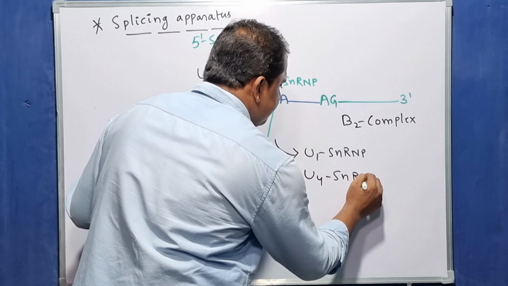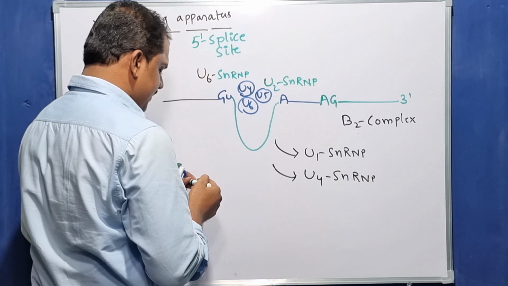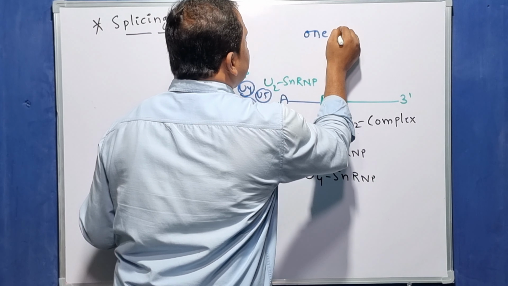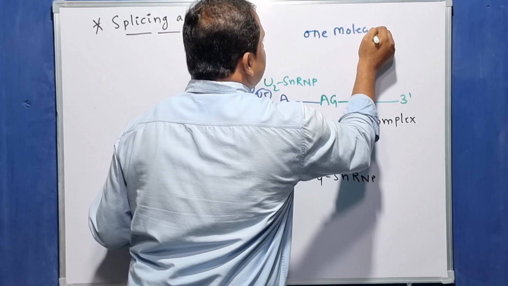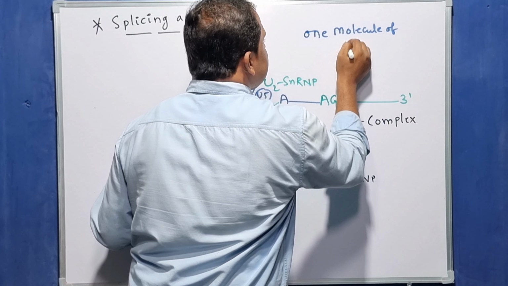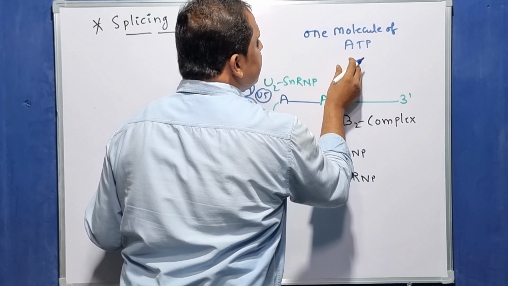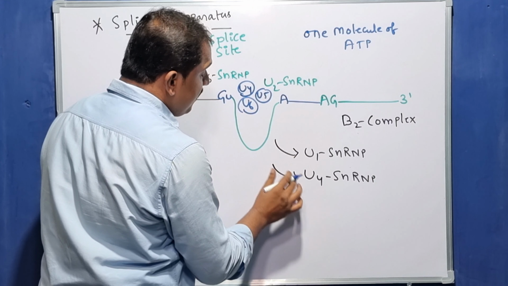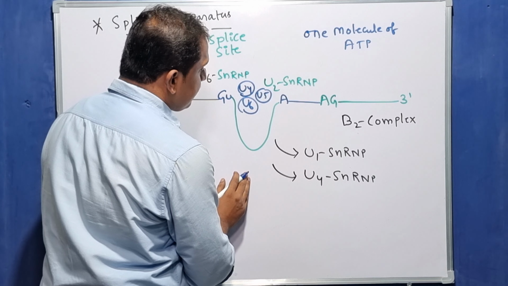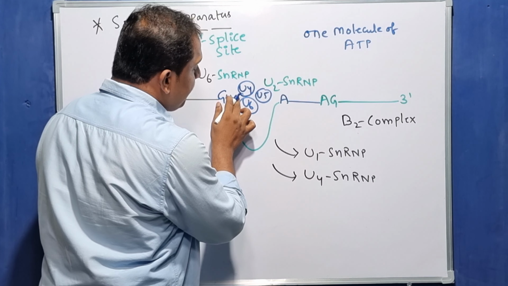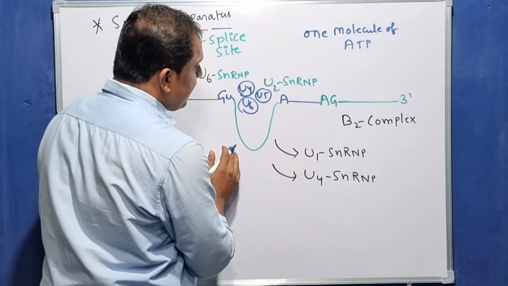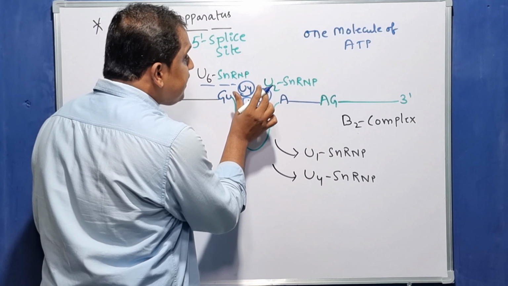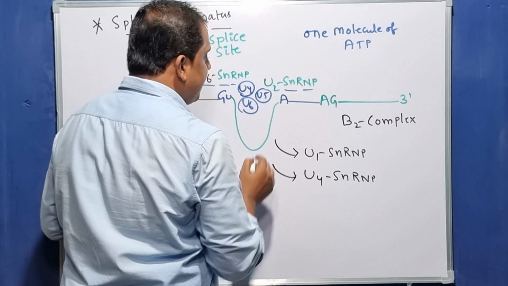U4 snRNP, by taking the advantage of one molecule of ATP, or hydrolysis of ATP, successfully dissociates from the splicing apparatus. Once the U4 snRNP successfully dissociates from the splicing apparatus, under such condition the U6 snRNP remains in close proximity with the U2 snRNP.